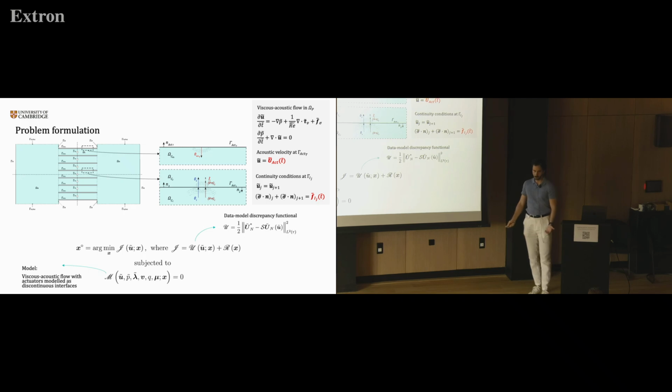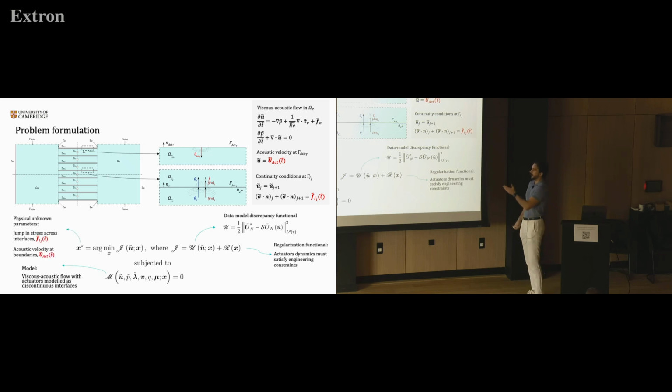The cost function we want to minimize is essentially the data-model discrepancy. If this distance is small, it means that our model fits the data with high accuracy. And we add some regularization to ensure that we satisfy some industrial engineering constraints, okay? The unknowns that are parameters important for the industry will be these boundary conditions or jump in acoustic stress. So we will find this from the data.